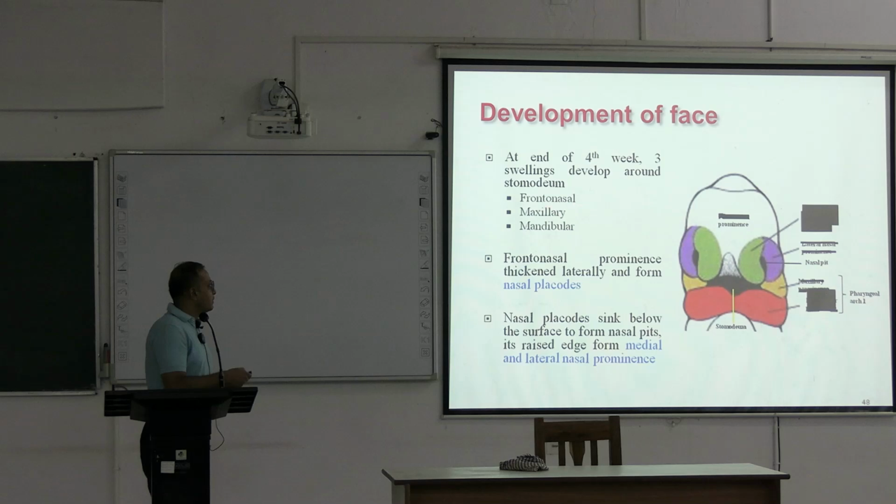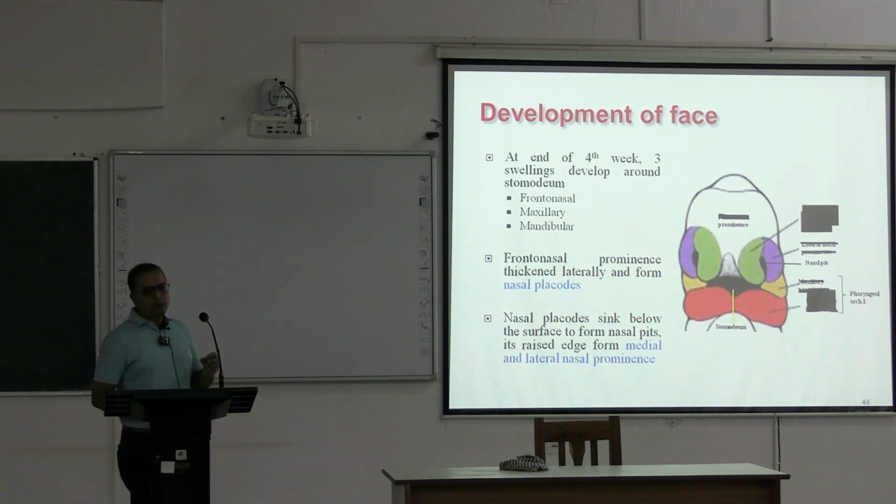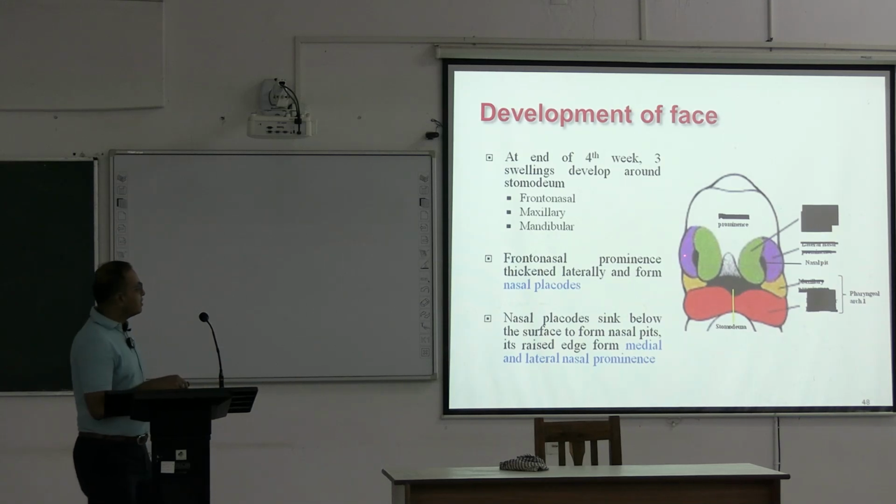Now in the frontonasal prominence, the midline part we call the frontal process, and the lateral part we call the nasal process. This nasal process, on the right side and left side, forms a button-like swelling. We call it the nasal placode. Within the center of the nasal placode, a depression develops. We call it the nasal pit. The nasal pit depression elongates and forms the future nasal cavity for us.